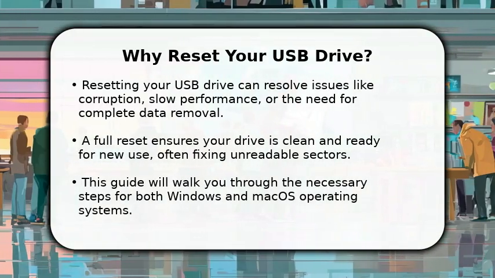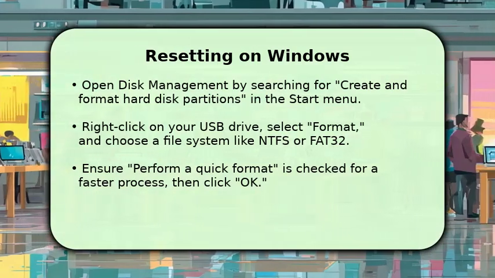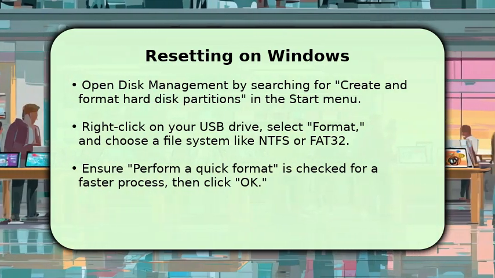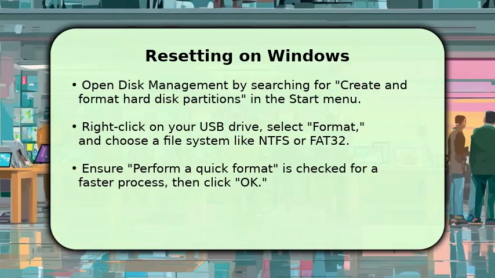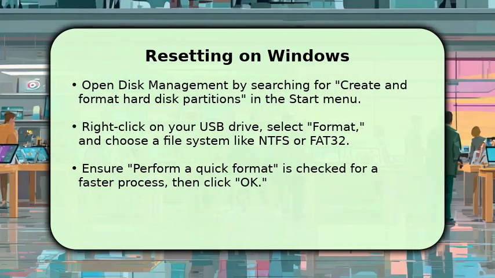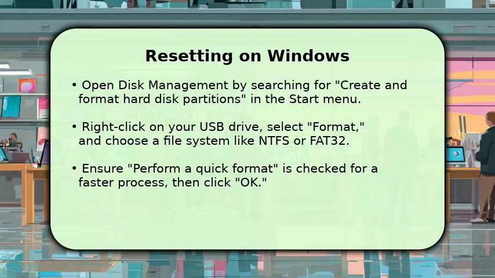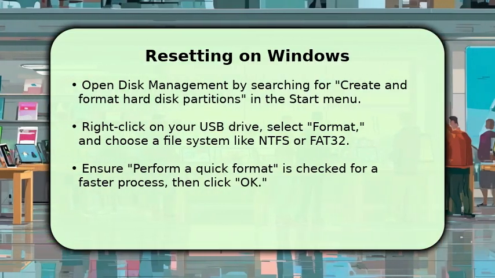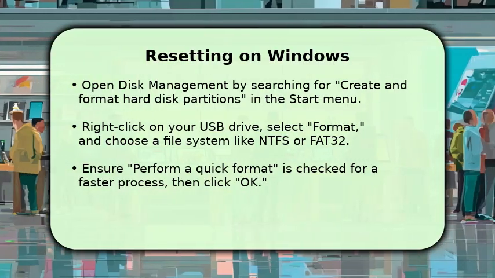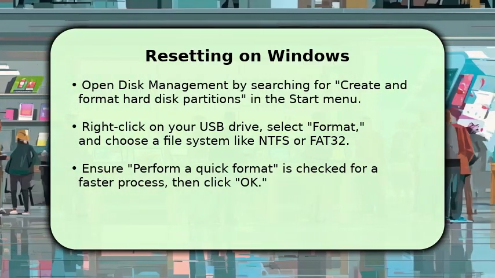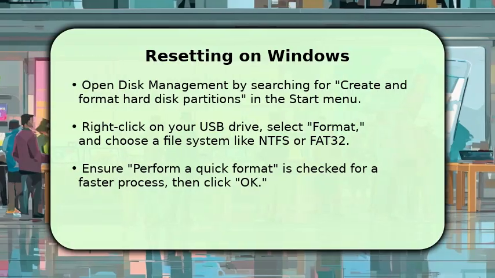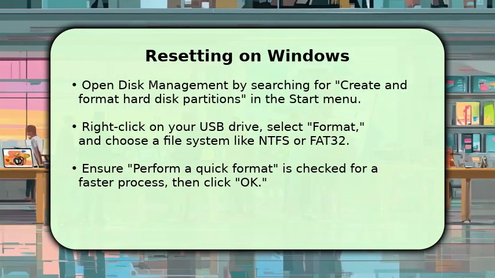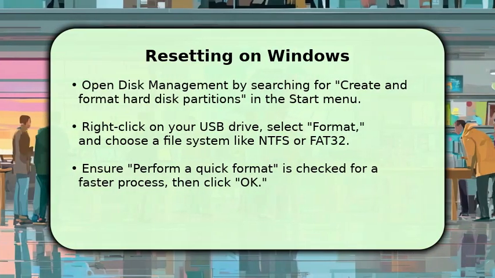for optimal use. For Windows users, begin by opening Disk Management. You can find this by typing Create and Format Hard Disk Partitions into your Start menu search bar. Once open, locate your USB drive, being very careful to select the correct one. Right-click on it, choose Format, and then select your desired file system, typically NTFS for larger files or FAT32 for broader compatibility. Check the Perform a Quick Format box, then confirm your choice to proceed.